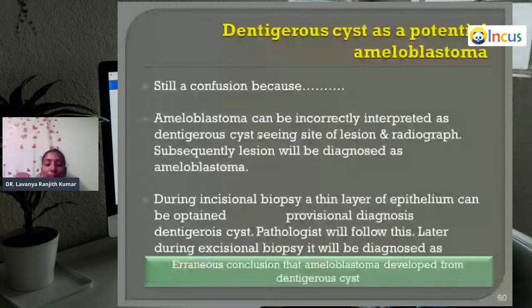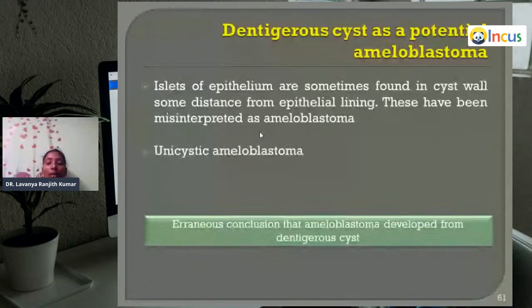Later, during excisional biopsy, it will be diagnosed as ameloblastoma. Erroneous conclusion that ameloblastoma developed from the dentigerous cyst. Some islets of epithelium are sometimes found in the cyst wall, some distance from the epithelial lining, and these have been misinterpreted as ameloblastoma. And unicystic ameloblastoma is also very common. So, erroneous conclusion that ameloblastoma developed from the dentigerous cyst.